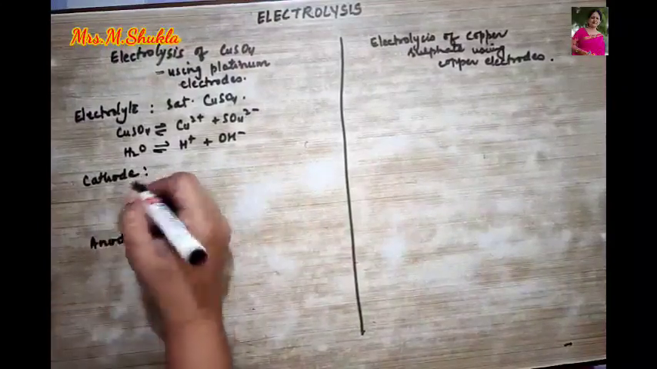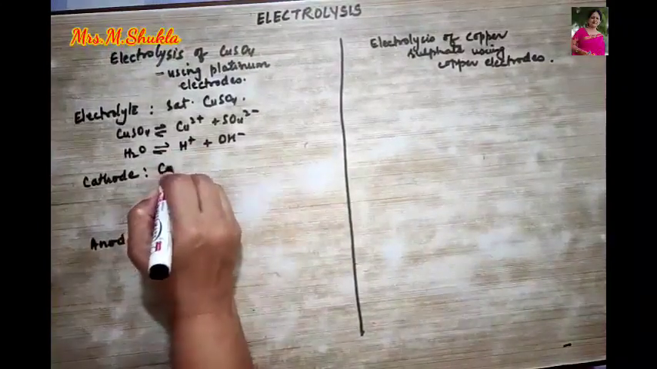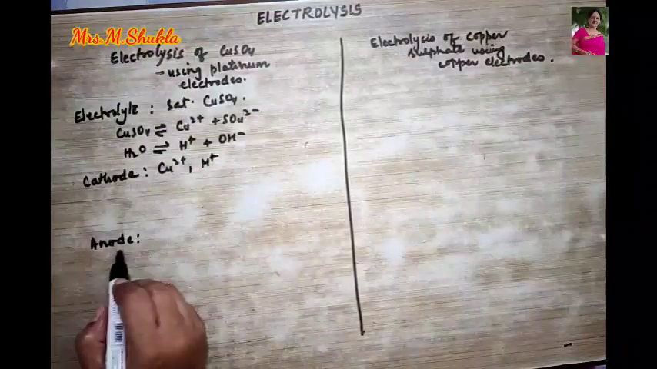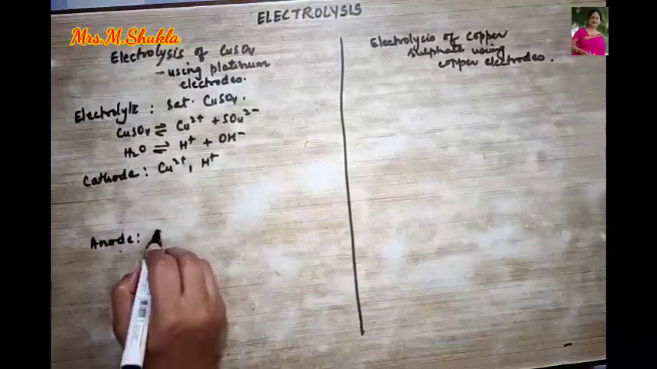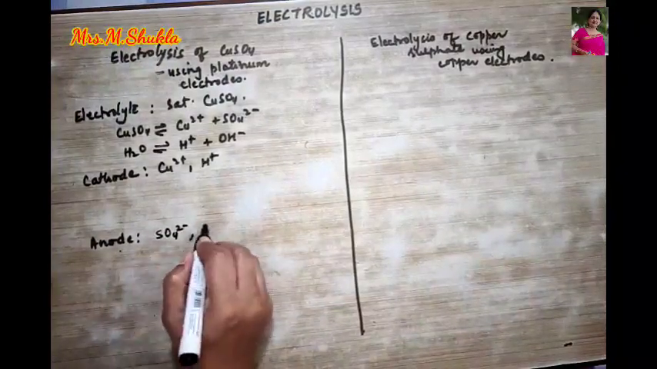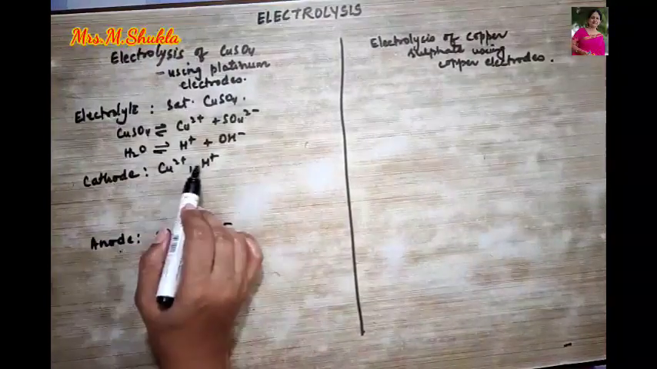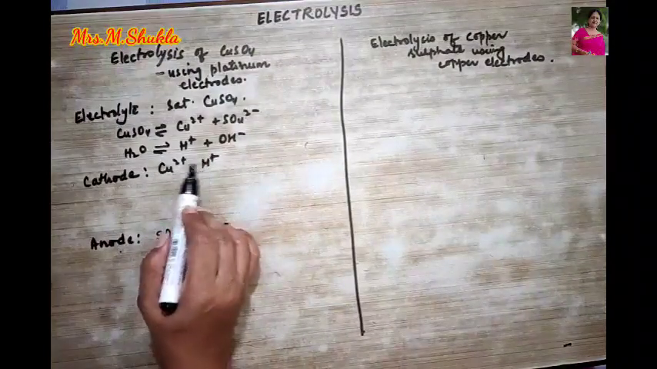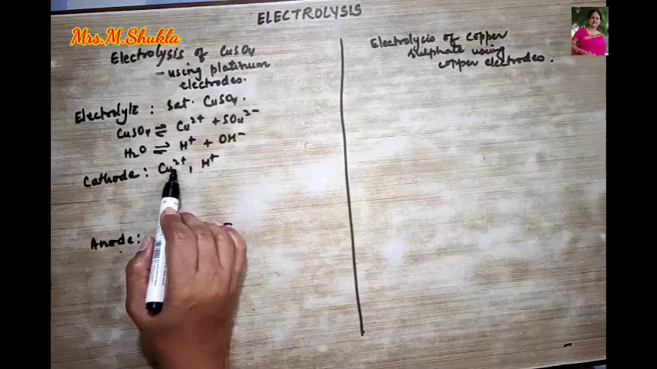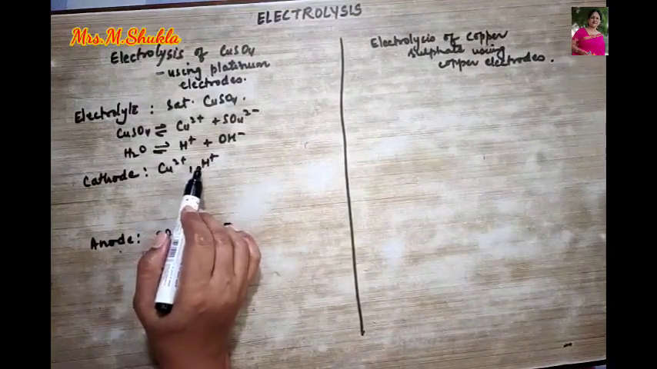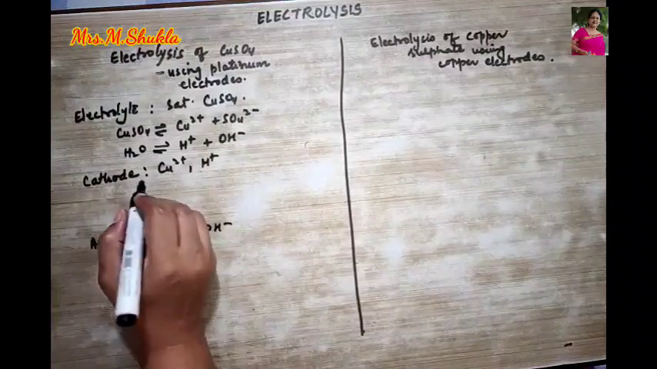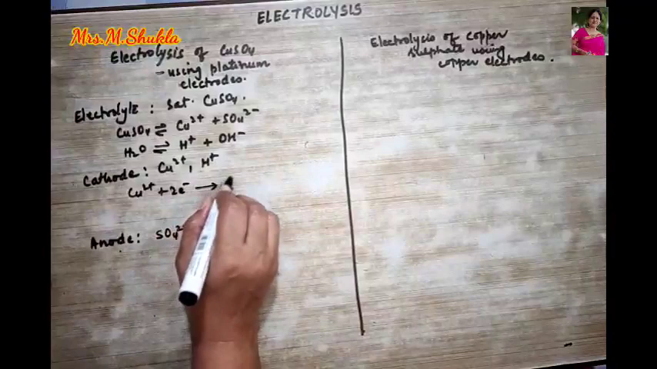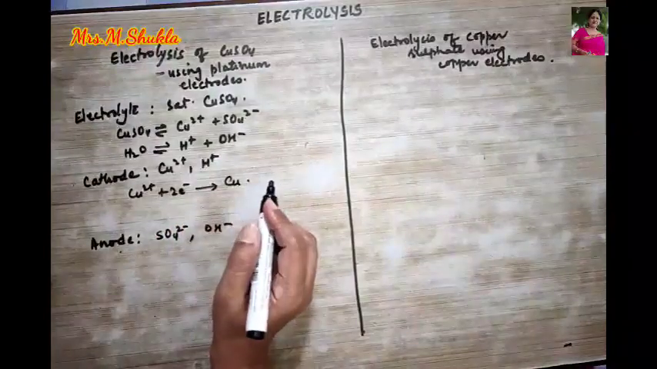So what ions are going to move at cathode? Positive ions, that is Cu2+ and H+, will go. Which ions are going to move towards anode? They will be SO4 2- and OH-. Now, between these two, copper ions and hydrogen ions, who is going to get the preference? Definitely copper, because copper is below hydrogen in the activity series, right? So Cu2+ is going to accept 2 electrons and become neutral.